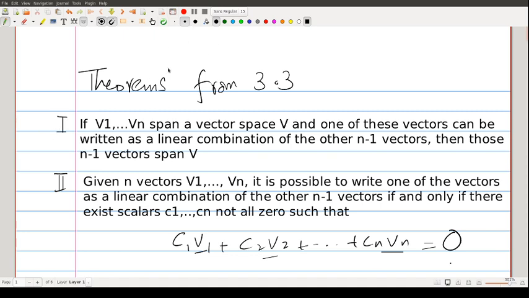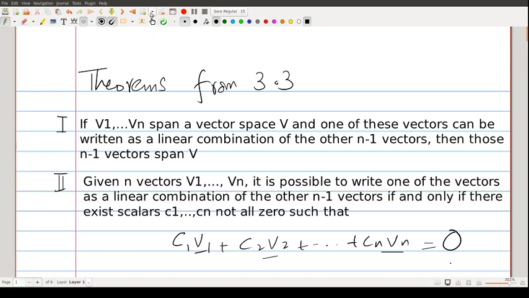Okay, so here's the lesson for today. We'll just go through some of the theorems and proofs from section 3.3. I know we've done this before, but a student requested that we go through them, so I'm just going through them. Okay, so here's the idea.